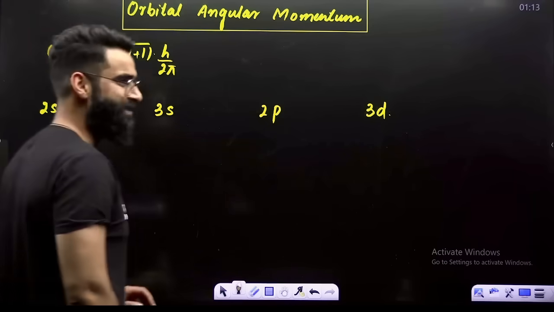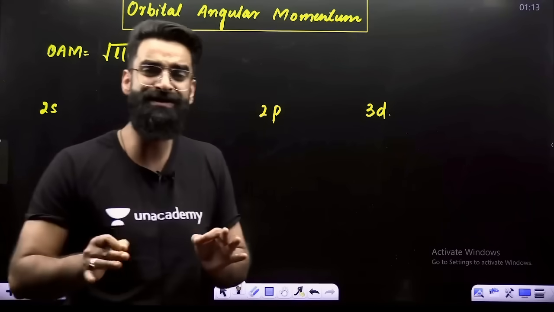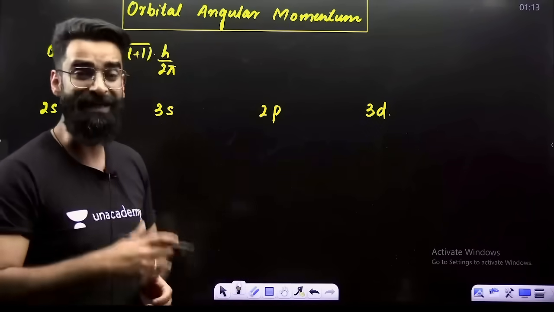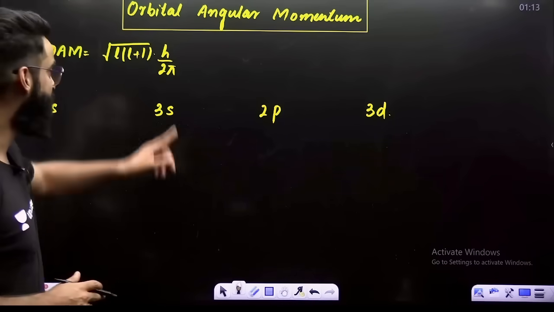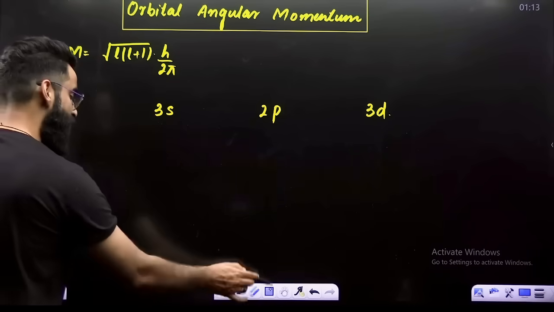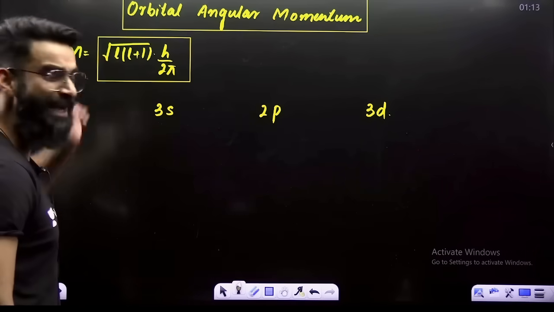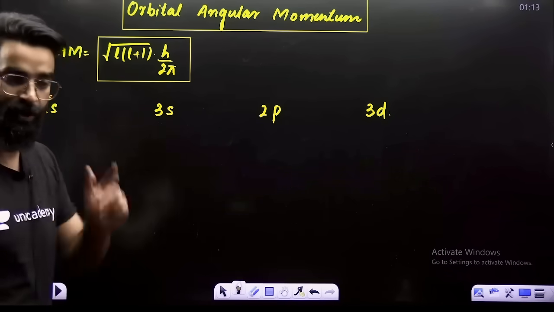My dear students, point number 2. A question is asked in which you will be supposed to calculate the orbital angular momentum. And how do we exactly calculate the orbital angular momentum? There is a formula for that. Under root of L into (L plus 1) h upon 2 pi, right? This L over here represents your azimuthal quantum number.